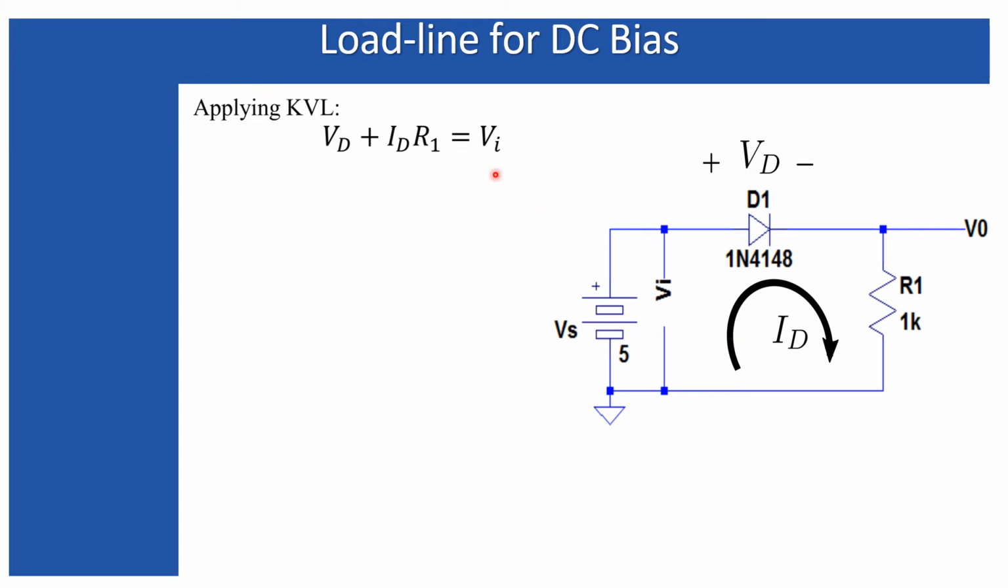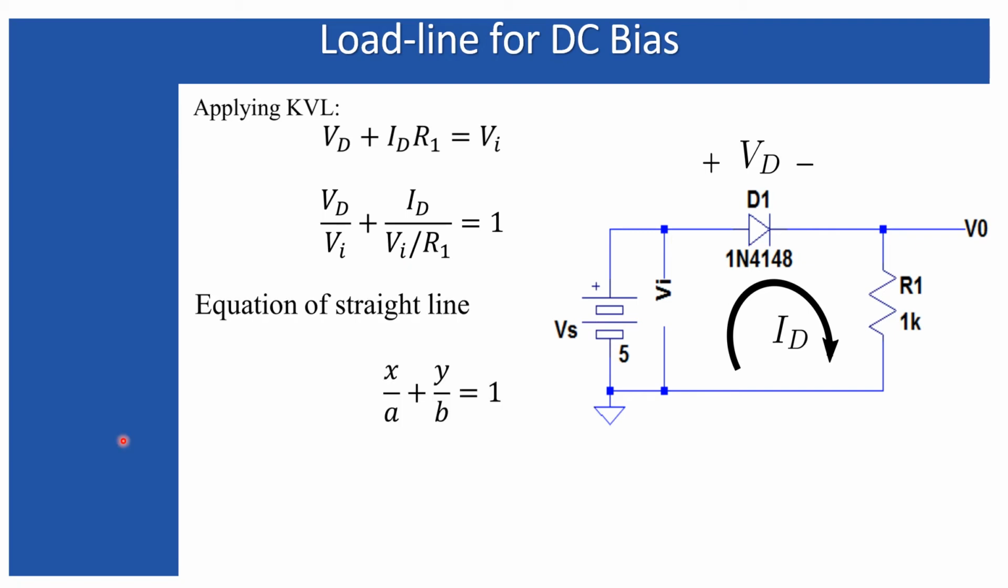So the KVL will result in this one. If I do a little rearrangement, that means I divide the entire equation by Vi, the equation takes this kind of form. Now can you identify what type of form it is?